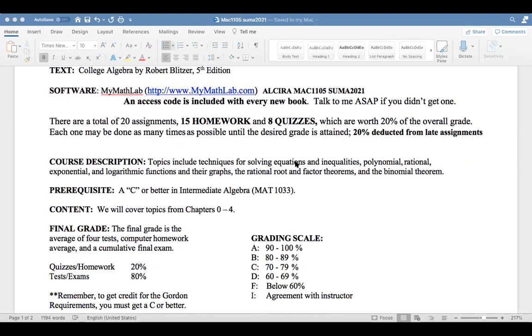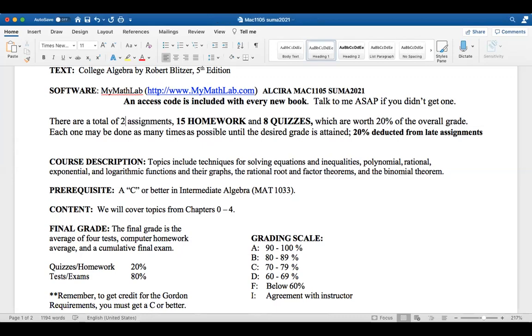Now, there's a total of... that's a wrong calculation. I need to fix that right there, okay? Let me see if I can fix it right now, because this is bugging me. 15 and 8 is definitely not 20, okay? That's 23. So I am assigning a total of 15 homework assignments and 8 quizzes, which are worth 20% of your overall grade. Essentially, the homework assignments are 10%. The quizzes are also 10%.